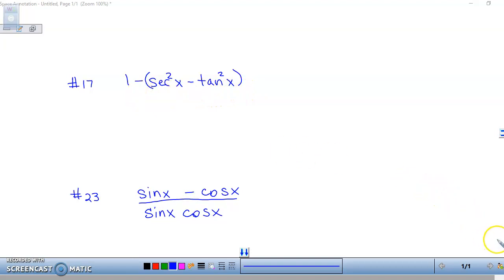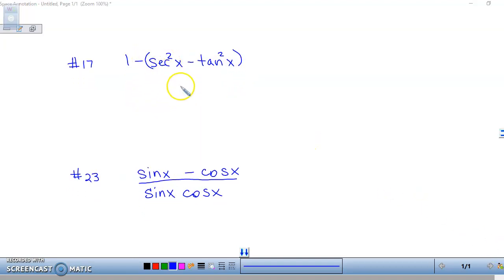And it just happens to be equal to, you guessed it, 1. So I have 1, and I'm subtracting 1. And what is 1 minus 1? That's right, it's 0. So 1 minus the quantity secant squared x minus tangent squared x is equal to 0. So that one's done. That just happens to be the answer O over there. So 17 is going to connect to O.